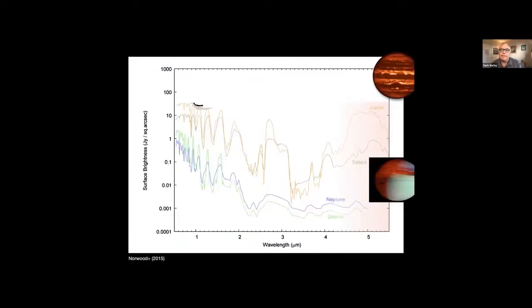More generally, these are models for Jupiter, Saturn, Uranus, and Neptune. And again, it shows the same pattern of clouds trading off with methane opacity all the way out to about 4.5, 5 microns. We're in the red here, which I'm indicating is where we're starting to pick up the thermal emission.